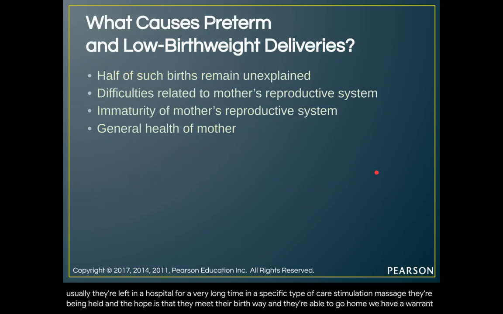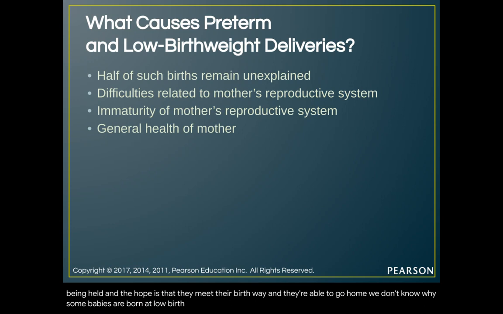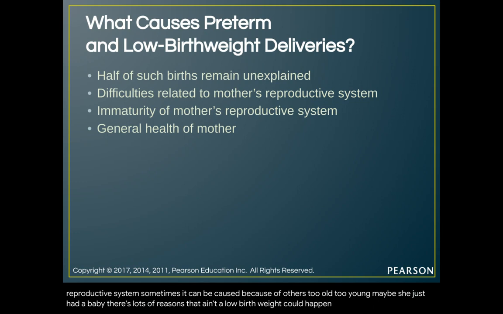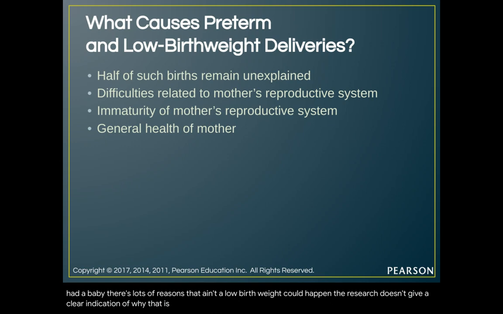We don't know why some babies are born at low birth weight. We're not sure. Sometimes it's related to the mother's reproductive system. Sometimes it can be caused because the mother's too old, too young, maybe she just had a baby. There's lots of reasons that a low birth weight could happen. The research doesn't give a clear indication of why that is.